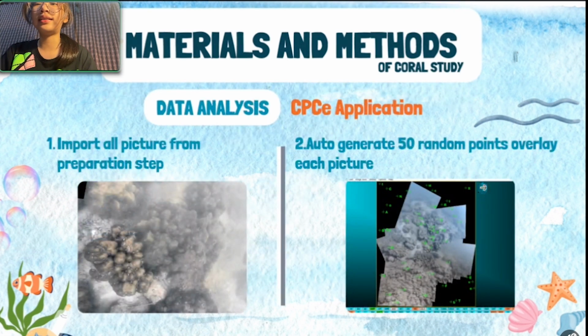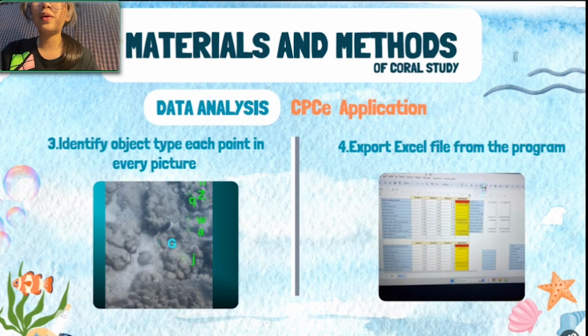Let's move to the data analysis from the CPCE application. The first step, we import all pictures from the preparation step. Then we auto-generate 50 random points overlaid on each picture. After that, we identify the object type at each point in every picture. And the last step, we export an Excel file from the program.